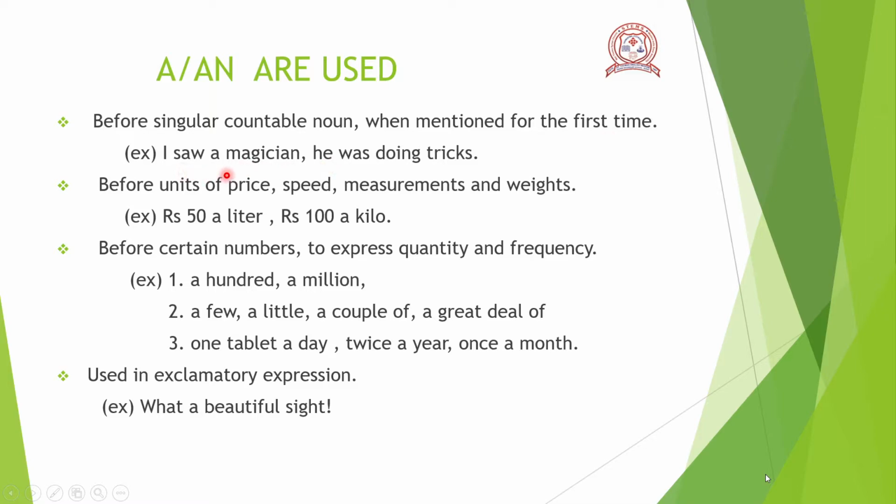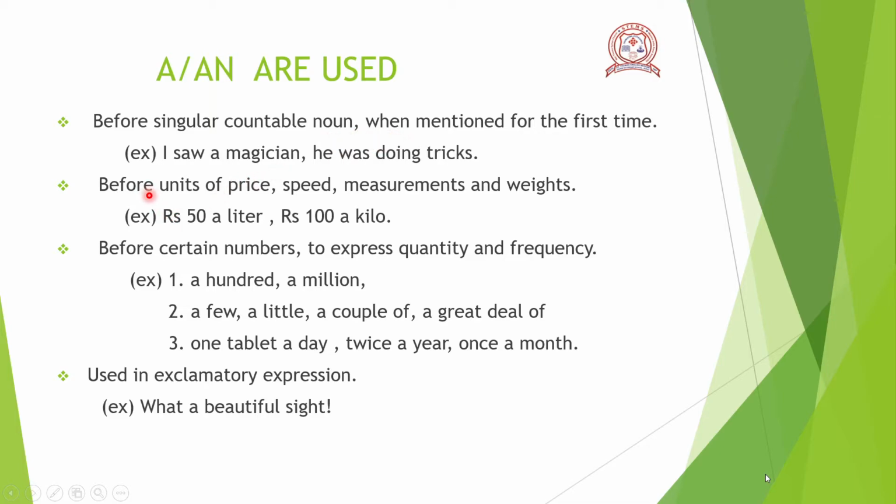Example, I saw a magician. He was doing tricks. Magician is a countable noun here, and we have used the article a. But when you're talking about the same magician in the continuation sentence, instead of a magician, we use the word he. So the first point is before singular countable nouns, we use a or an.